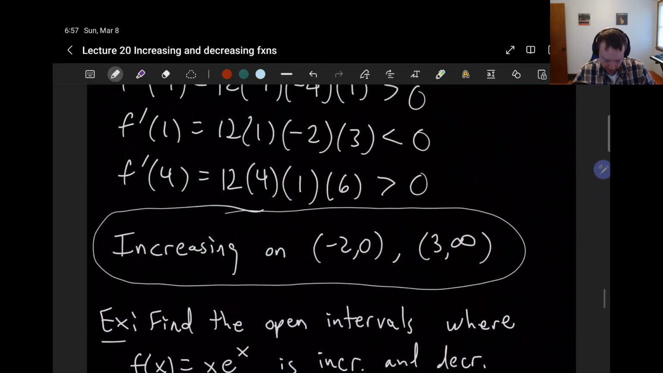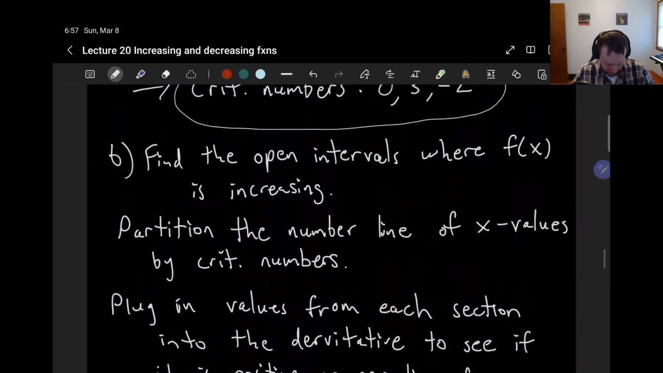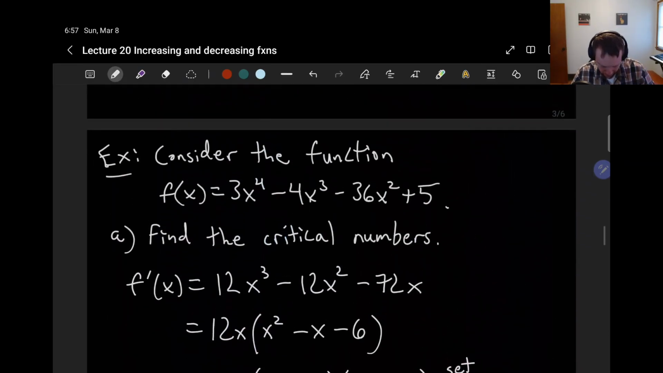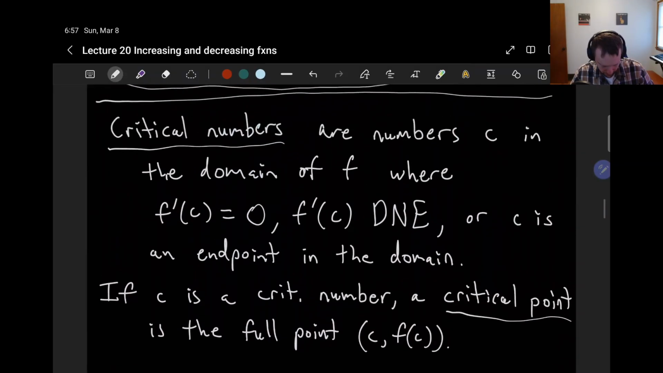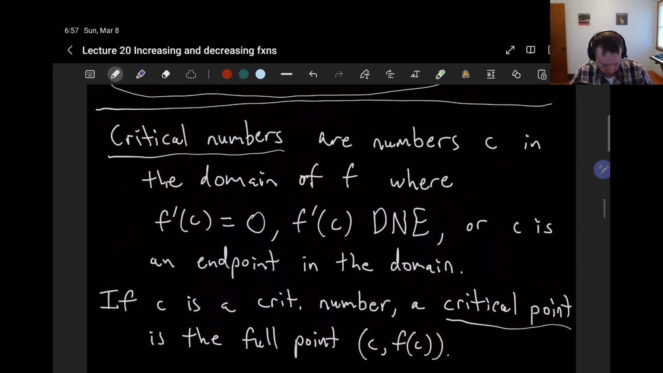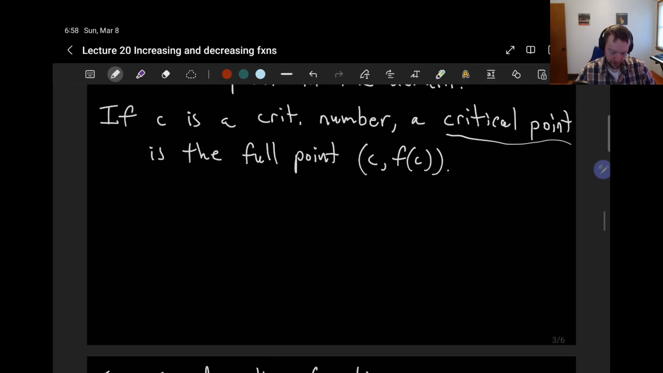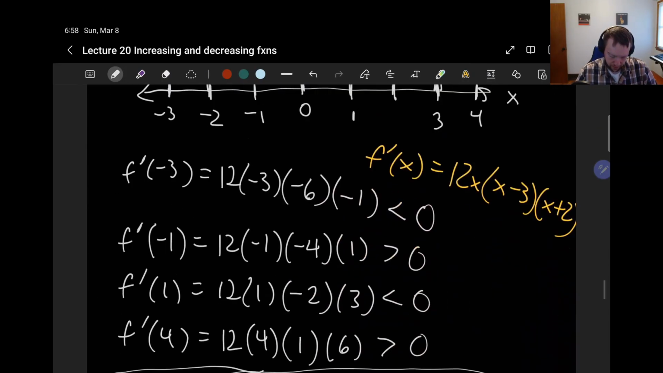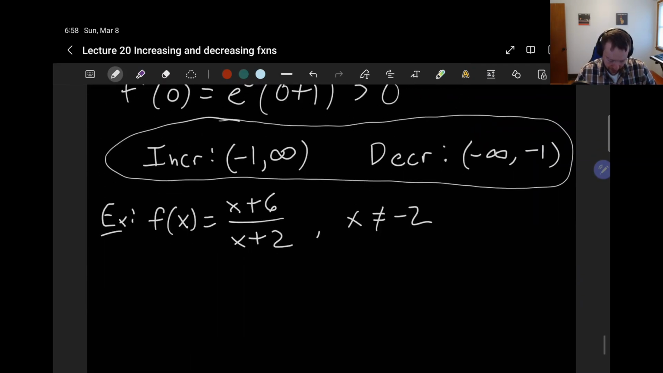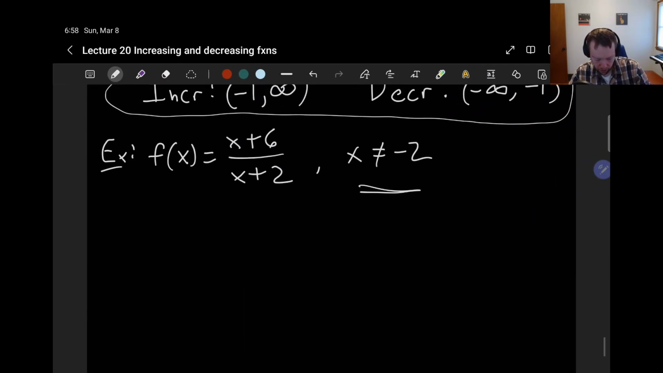Now this gets a little technical, but remember I said that critical numbers are in the domain. Yep, in the domain of f, right here. So this actually means that -2 cannot be a critical number because it's not even in the original domain. So that can be a little bit of a tricky point.